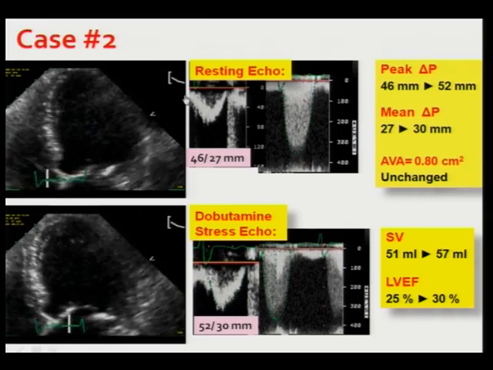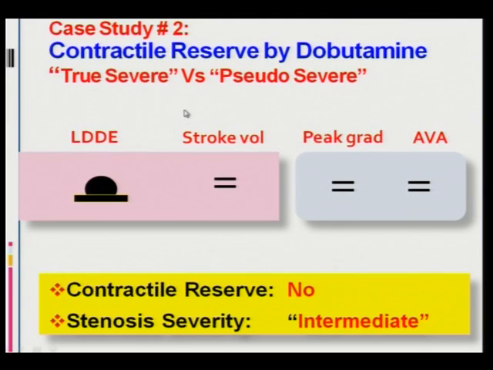So this response, in our previous classification, indicates that there is no contractile reserve. Why no contractile reserve? Because there is less than 20% increase in the stroke volume, and the stenosis severity we cannot determine. It is possible that the stenosis may be severe, but in our study the stenosis severity is undeterminable. This response can be classified as pseudo-severe or as no contractile reserve, and this patient is unlikely to benefit from surgery.